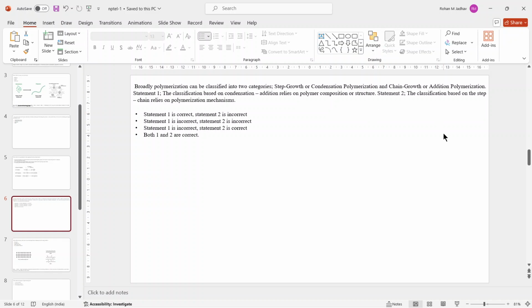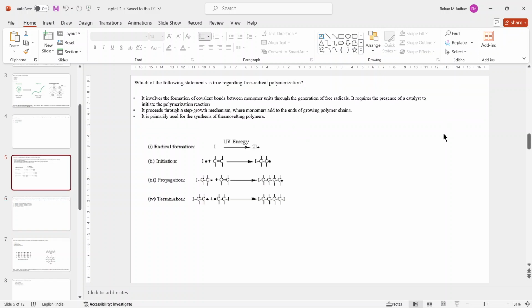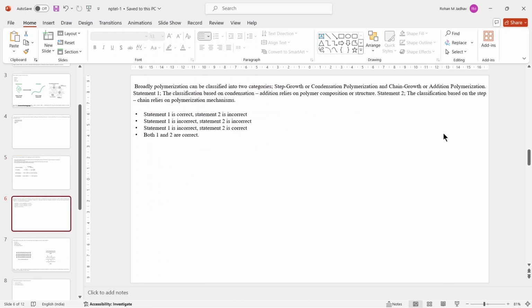Next, we have the classification based on step and chain relies on the polymerization mechanisms. That is also true. The mechanism which we just saw here is the free radical polymerization, or the chain growth polymerization, you can call it. And step growth polymerization or condensation polymerization is based on the mechanism in itself.